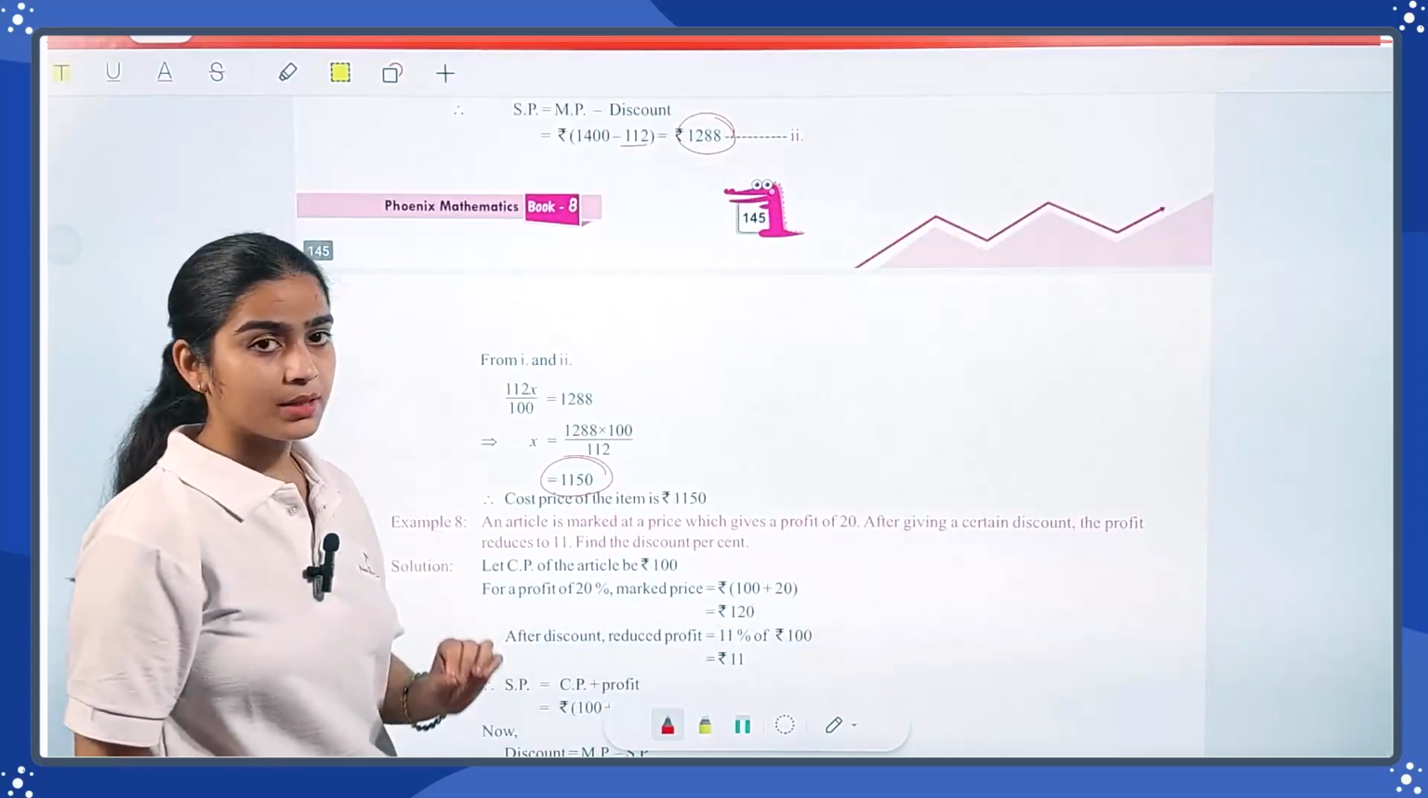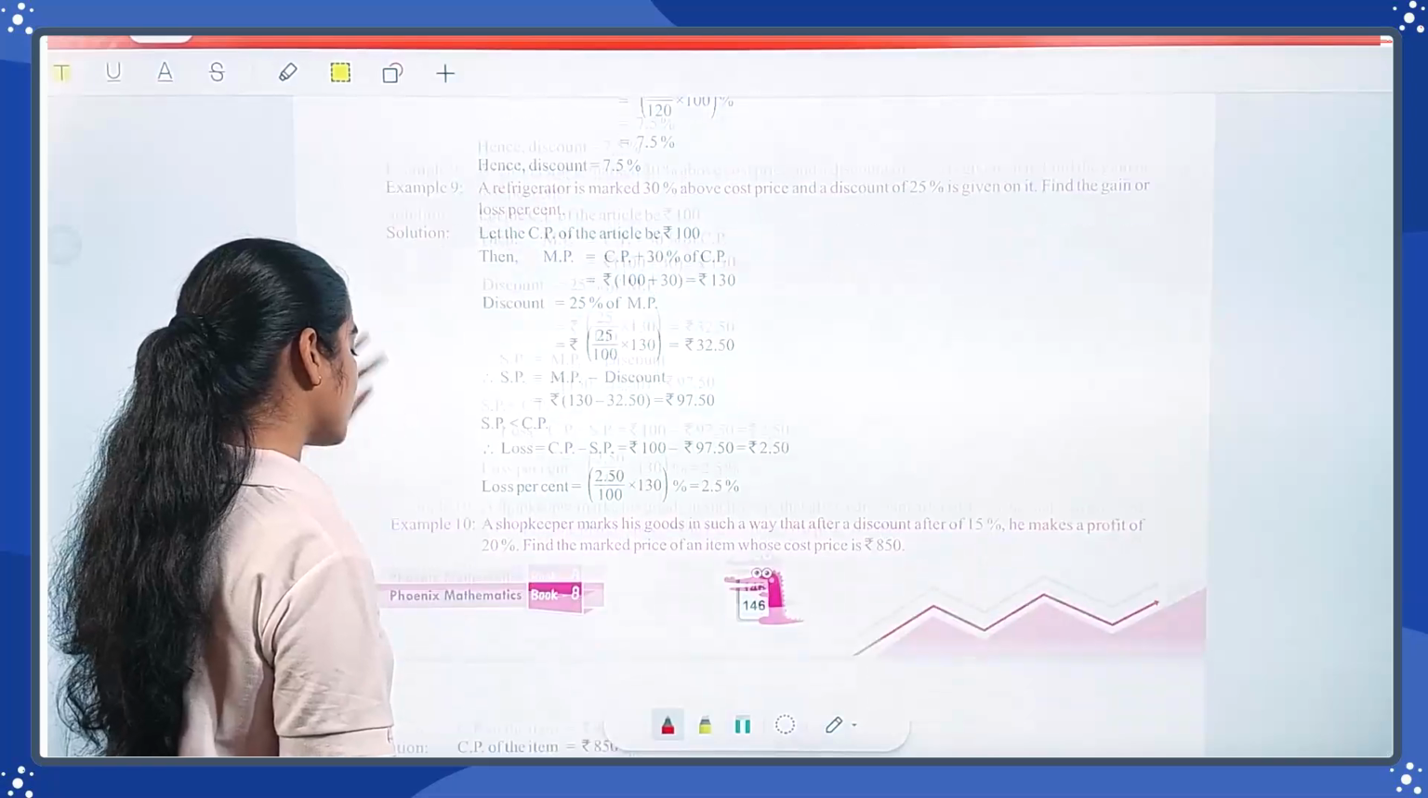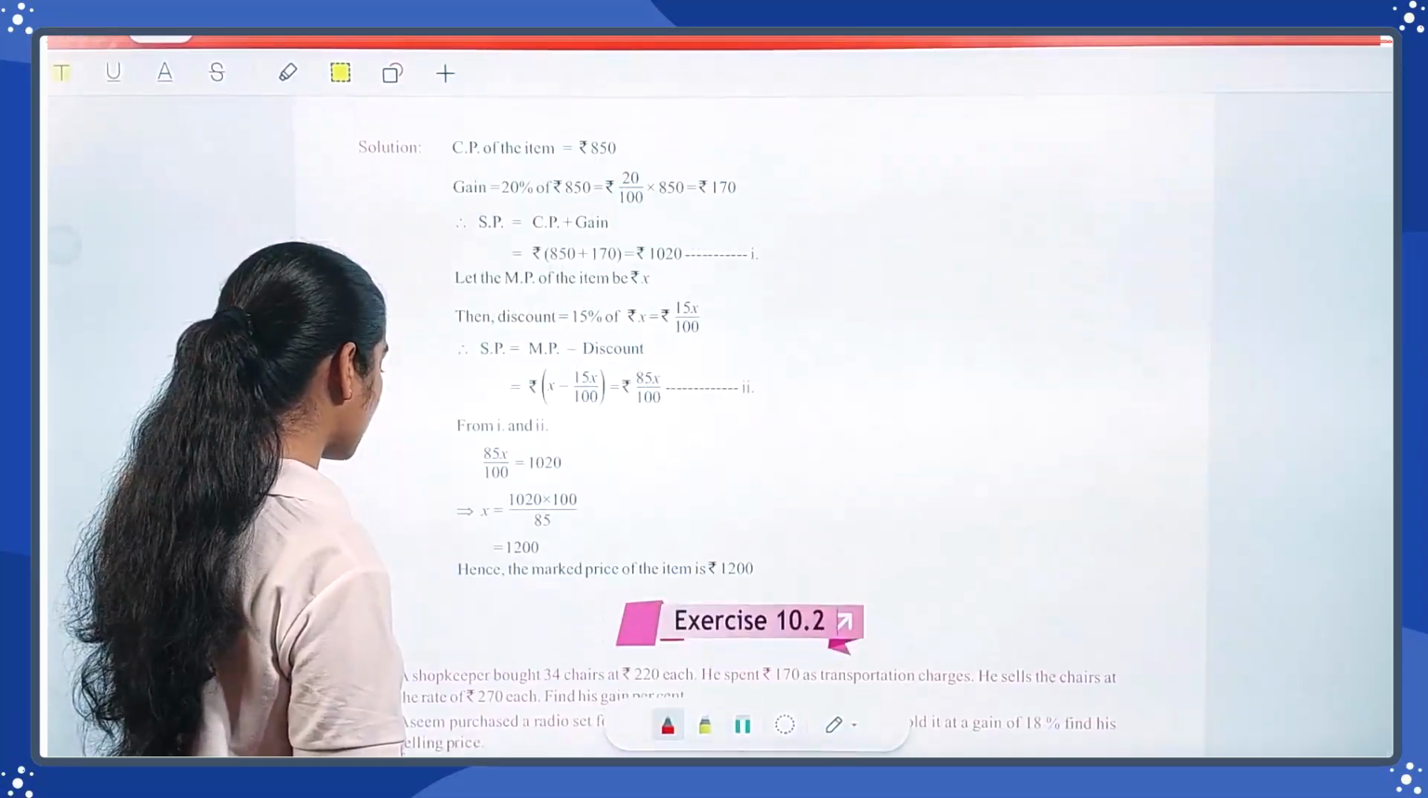Cost price of the item is 1150. So in the same way you have to solve the rest of the questions. Let's take one more example.